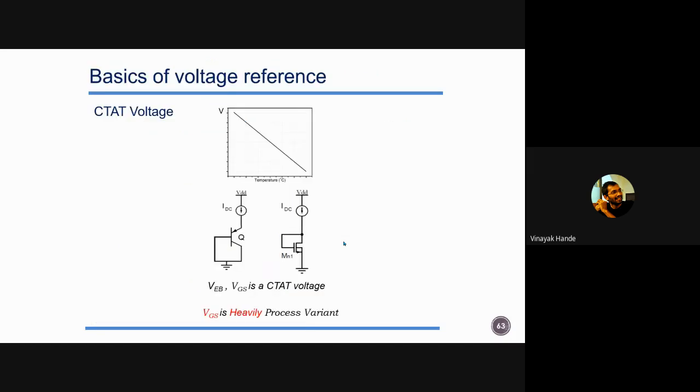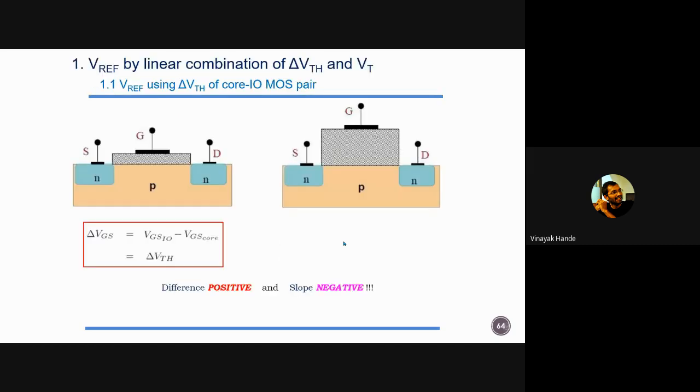But for the CTAT voltage, either VEB or VGS, right? VEB is less process dependent, but VGS is heavily process dependent. If I want to generate a CTAT voltage using only CMOS, it's very, very difficult to nullify the process dependency, because at every corner or cross corner, VGS will change quite significantly. That is a challenge. Then how do we deal with this challenge?